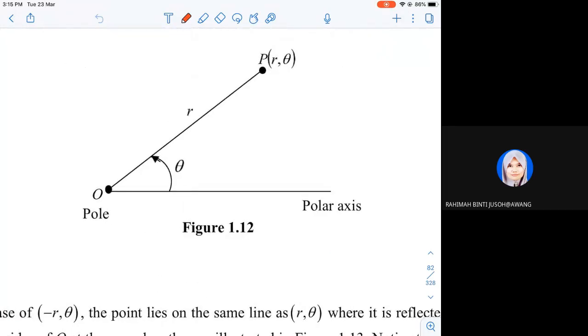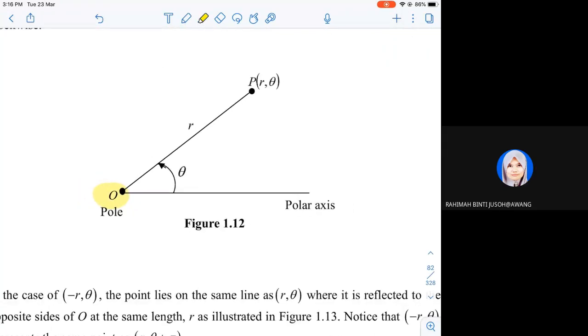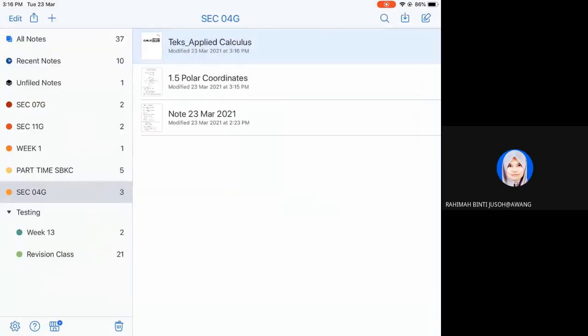From the pole, from here, must be at the origin. Understand? Okay, understand. About the pole, yes. So that's your R. This concept, you must understand why.